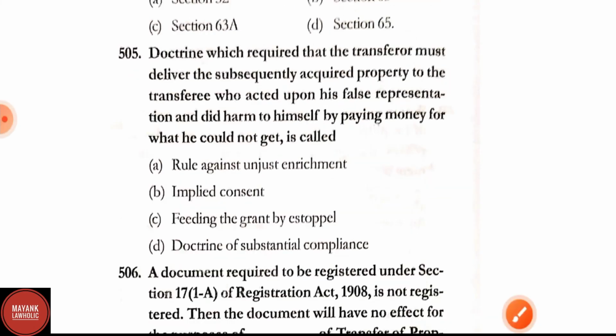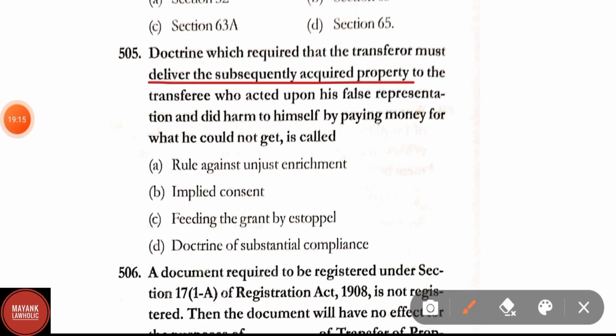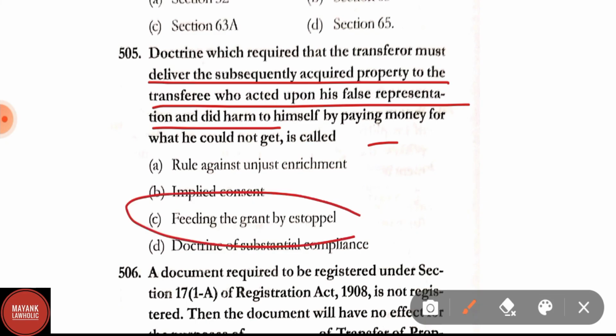Question number 505. The doctrine which requires that the transferor must deliver the subsequently acquired property to the transferee who acted upon his false representation and did harm to himself by paying money for what he could not get is called option A, rule against unjust enrichment, option B, implied consent, option C, feeding the grant by estoppel, option D, doctrine of substantial compliance. Correct answer is option C, that is feeding the grant by estoppel.